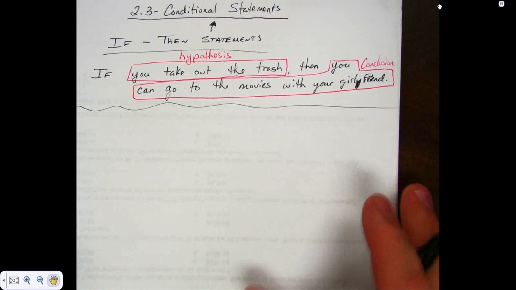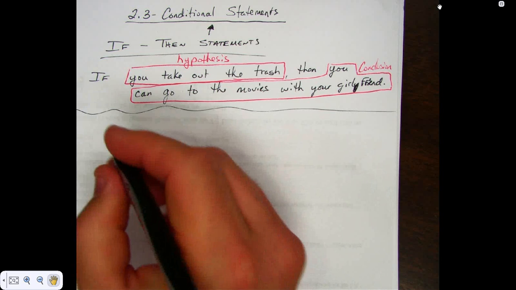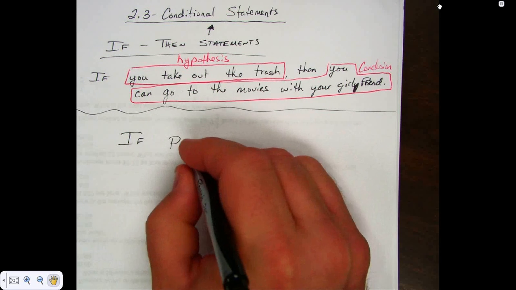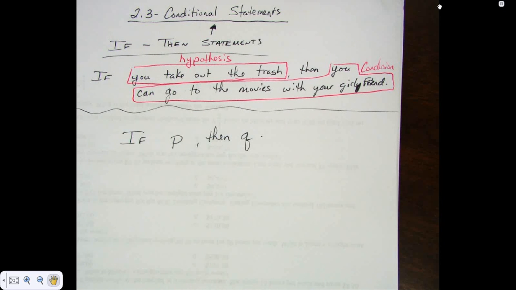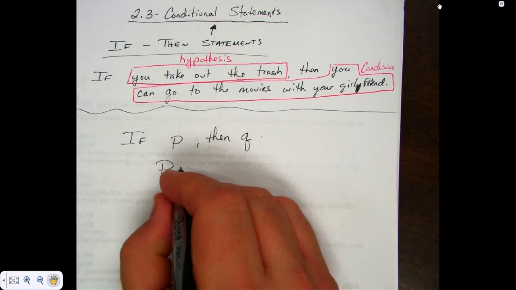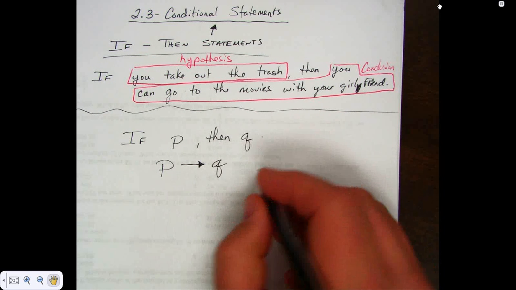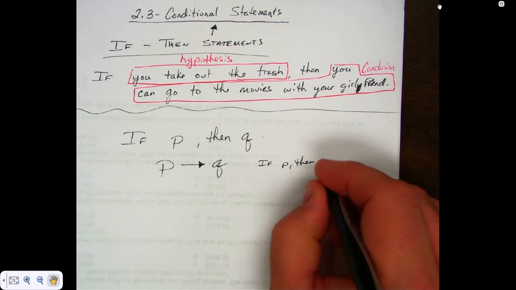All right. What we're going to do is we're going to talk about how we're going to represent these. What we usually say is if P, then Q. You guys remember that? Or the other way we'll write is we'll say P, then we'll draw an arrow, and then we'll say Q. This means if P, then Q.